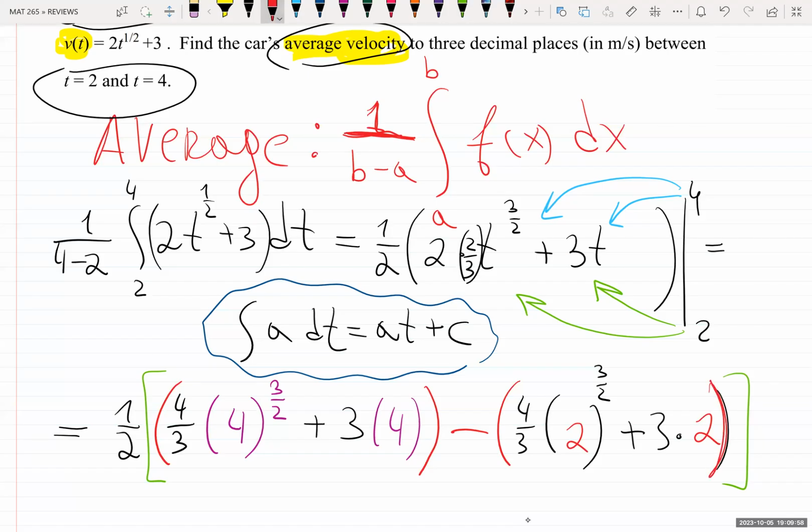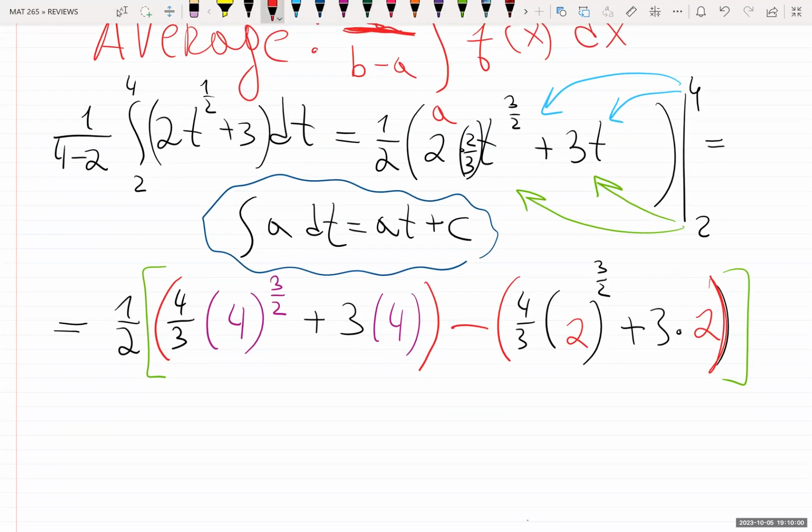And colors help. See? So top minus the bottom. Top minus the bottom. And you can simplify that. That's actually possible because 4 to the 3/2 is the square root of 4 cubed by the formula of exponents, which is 8 because it's 2 times 2 times 2. Square root of 4 is 2, cubed is 8.